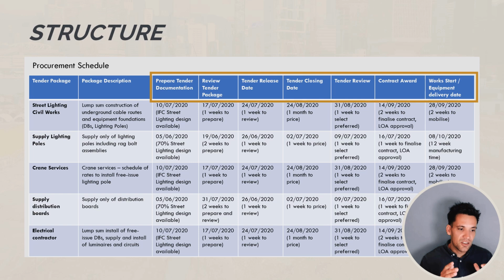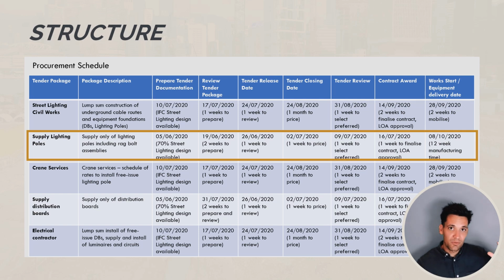For example, the supply of the poles, we have a date we want to have prepared the tender document, we've got a period to review it and check it's correct. We then have a date we issue it to the market. There's a date the tender will close, so we're giving them 1 week to price the project. Then we've got a week to review the quotes. Then we have a date we're going to award the supply contract. And then we've allowed 12 weeks for the lead time of the poles, which gives us a ready on-site date. So a date the poles will be on-site.